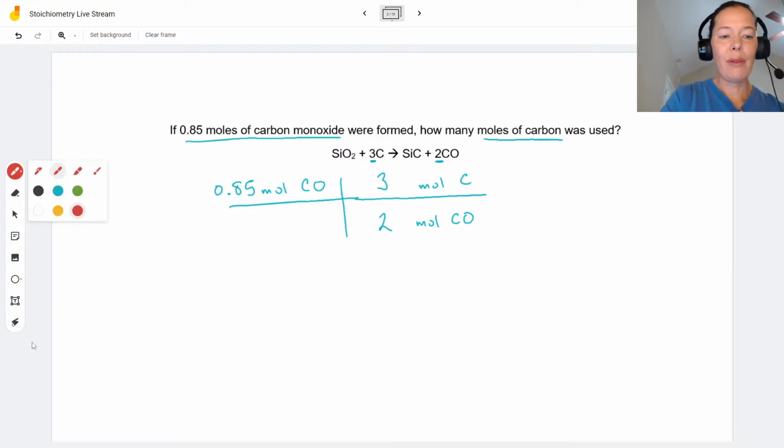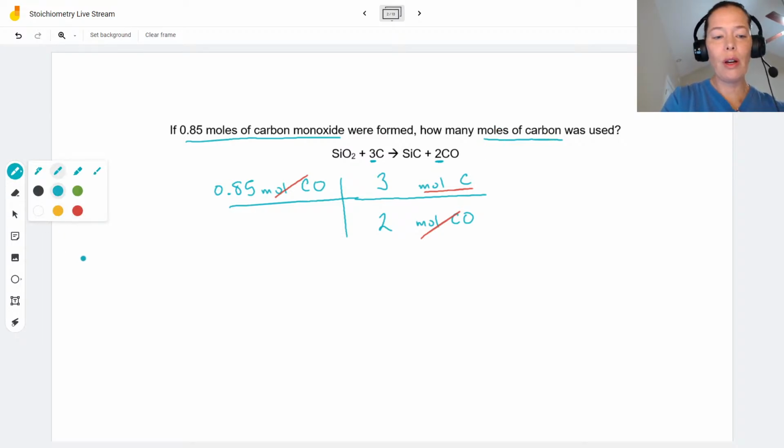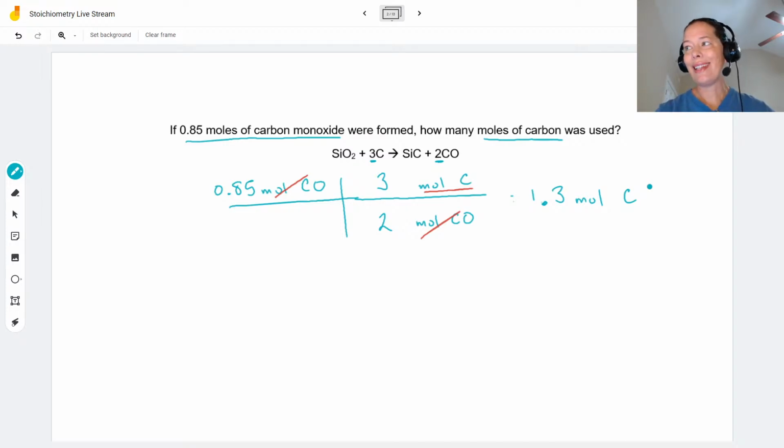Let me switch over to my red. So again, my moles of carbon monoxide cancel. I am left with moles of carbon, which is exactly what the problem asked for. And I get 1.3, that's a decimal, moles of carbon as my answer. So again, mathematically, this one was a little more difficult, but you can see the methodology is exactly the same. Okay, so I assume that we're all good with mole to mole stoichiometry. Let's jump to something that's a little more difficult.